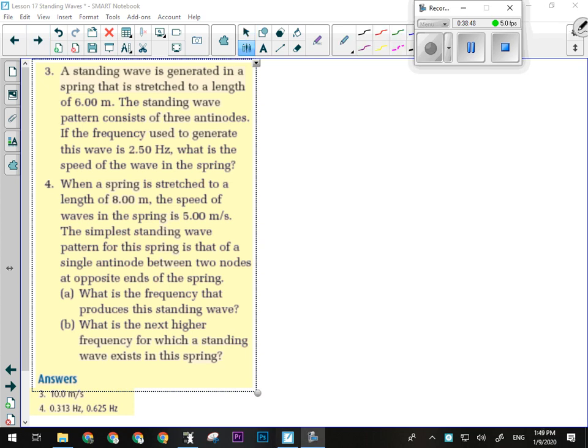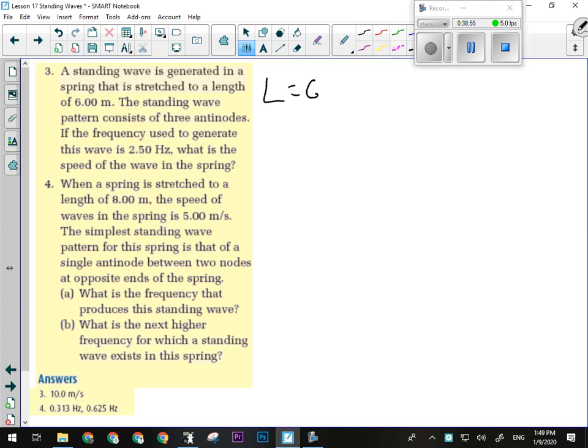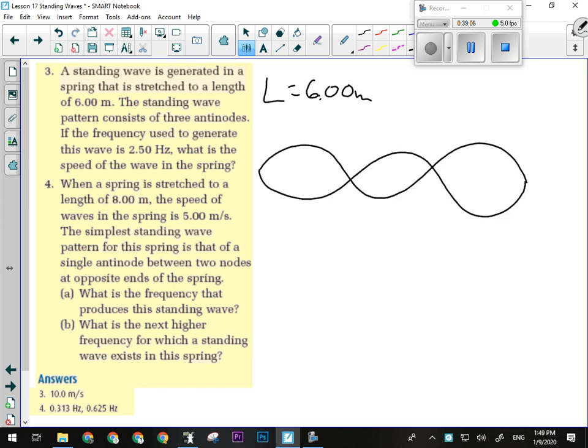All right, so for number three, it tells us we have a standing wave generated in a spring that's stretched to a length of 6 meters. So we know the length of the spring is 6.00 meters, and it says the standing wave pattern consists of three antinodes. So it looks like this. We know that this distance is 6.00 meters. How many wavelengths are in there? 1.5. So if there's 1.5 wavelengths in 6 meters, then the wavelength is 4. How did I figure that out? I divided 6 by 1.5. There were 1.5 waves on there in 6 meters, so I went 6 divided by 1.5 waves, and I got that my wavelength is 4.0 meters.